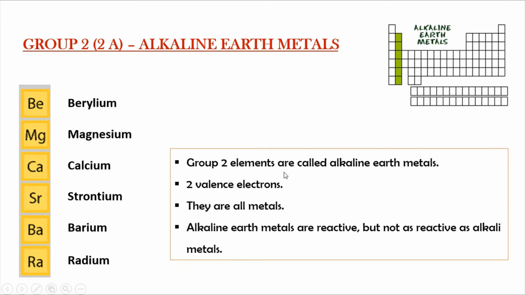Group 2 elements are called alkaline earth metals. Alkaline earth metals are beryllium, magnesium, calcium, strontium, barium and radium. They contain two valence electrons. They are all metals. Alkaline earth metals are reactive but not as reactive as alkali metals.